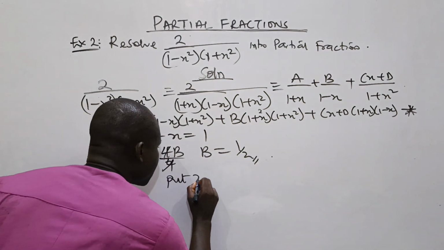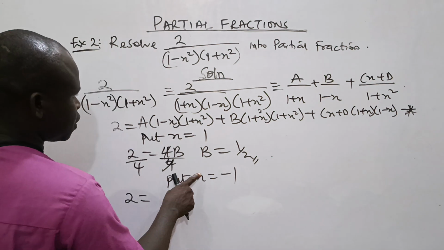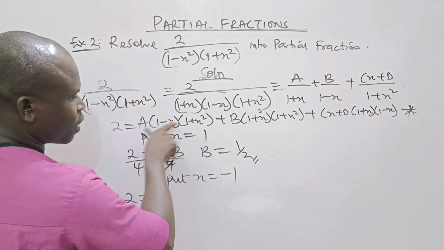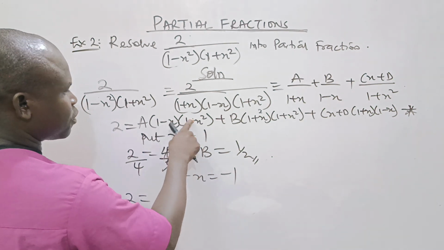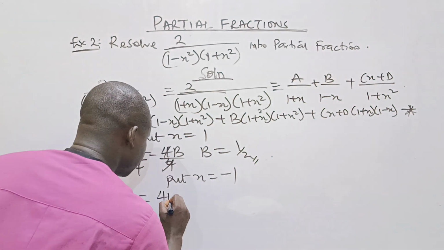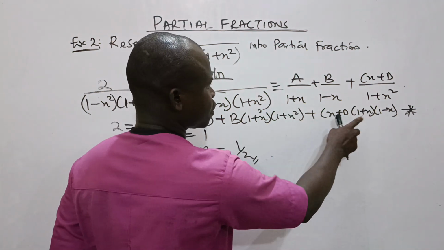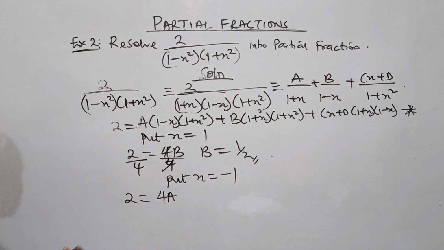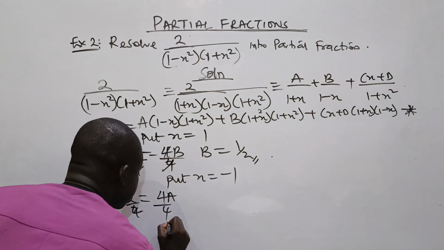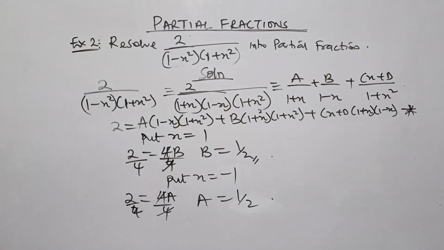Then if I also put x to be equal to minus 1, I'm going to have 2 to be equal to, here, minus 1 squared, it is 1. 1 plus 1, that is 2. 1 minus minus is plus. I'm going to have 4A here. Then here, if x goes to minus 1, 1 minus 1, everything will cancel out. So if I divide both sides by 4, at the end of the day, I will get A to also be equal to half. I've gotten the value of B to be equal to half, and I've also gotten the value of A to be equal to half.